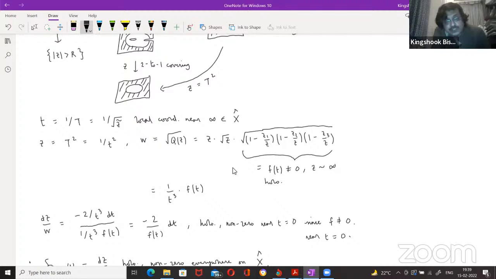So z is 1 over t squared. So z times the square root of z will be 1 over t cubed. So that means w in terms of the local coordinate t is 1 over t cubed times f of t.